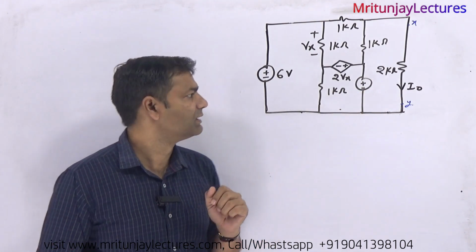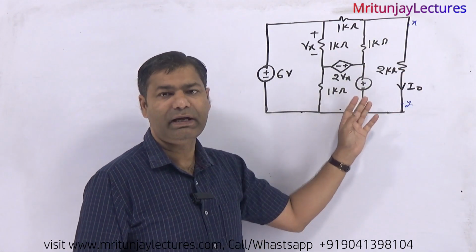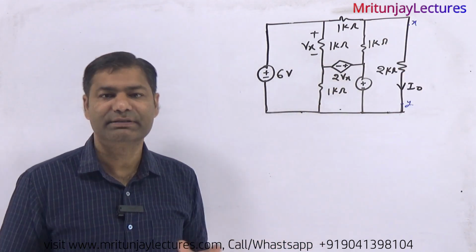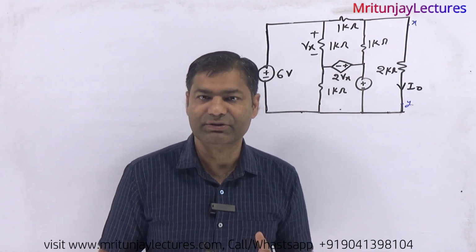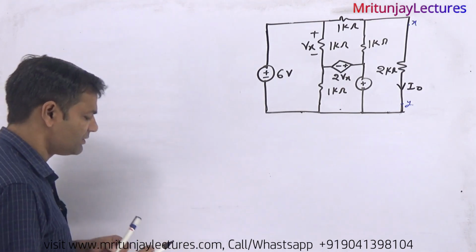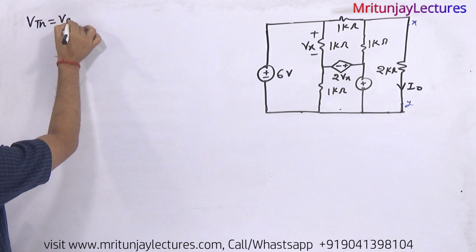So how can we do it? First of all, remove this one, and this whole circuit at the XY terminal is converted to Thevenin's equivalent. So first, determine Thevenin's equivalent. Thevenin's equivalent means VTH. VTH is basically V of OC, the open circuit voltage.